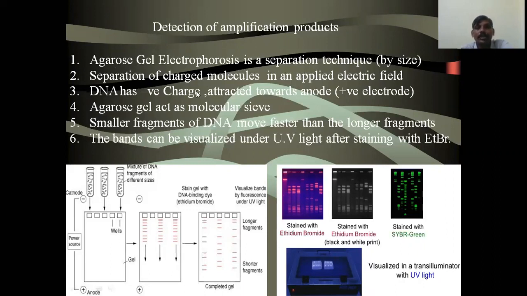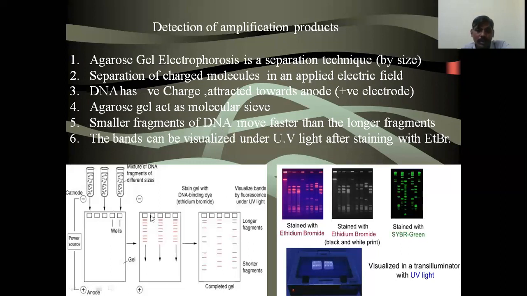Overall, DNA has a negative charge because the phosphate group carries a negative charge. When the final PCR DNA molecules are placed in the wells of the gel, the smaller fragments of DNA move faster than the longer fragments because the agarose jelly acts as a molecular sieve. It acts as a sieve, and smaller fragments move faster than the longer fragments. The bands can be visualized under UV light after staining with ethidium bromide.